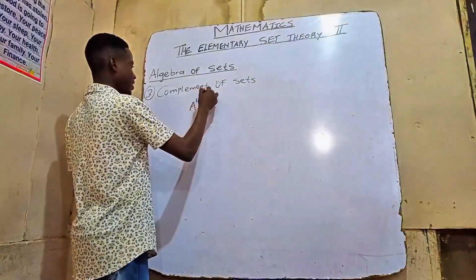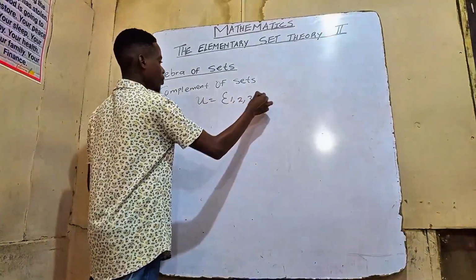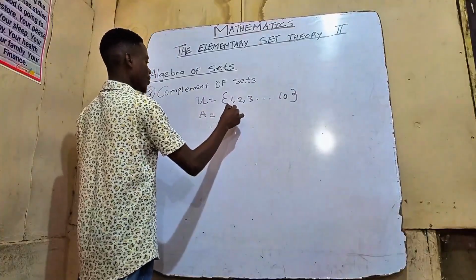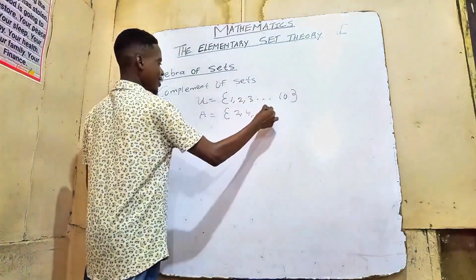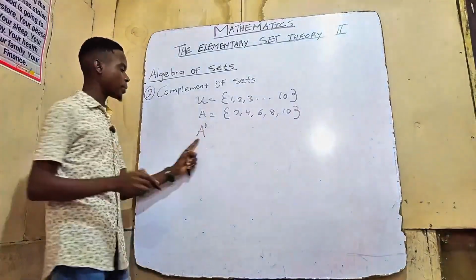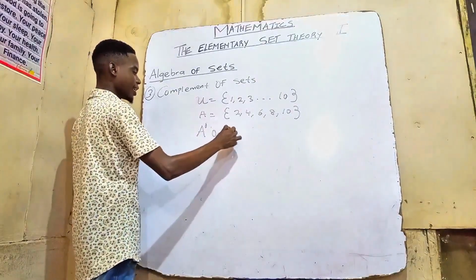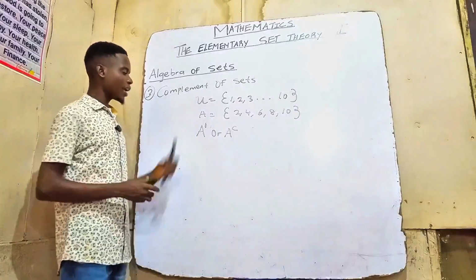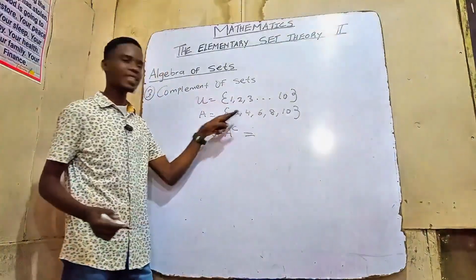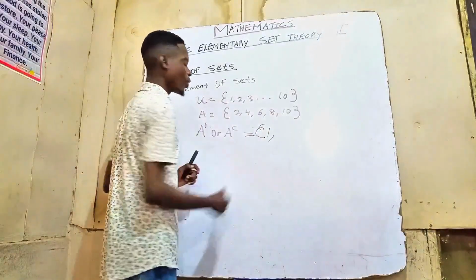Let's give an example. We have a universal set of 1, 2, 3 to 10. Set A is 2, 4, 6, 8, and 10. So this is A complement, also called A prime. Or some texts represent it like this, A complement. So A complement will be what? Elements that are in your universal set that are not in set A. 1 is in your universal set, 1 is not in set A. So 1 is a member of your A complement.